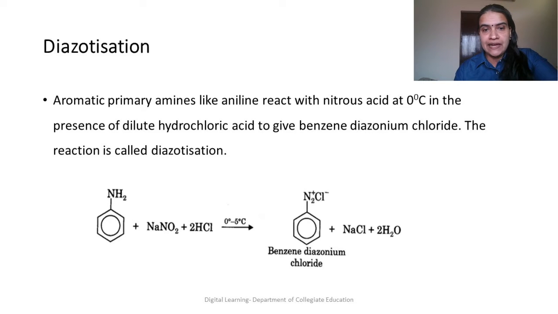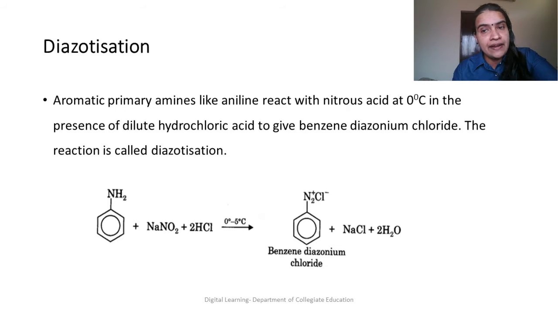Aromatic primary amines like aniline react with nitrous acid at 0 degrees Celsius in the presence of dilute hydrochloric acid to give benzene diazonium chloride. This reaction is called diazotization. So, the reactants are aromatic primary amine, aniline, combining with nitrous acid.